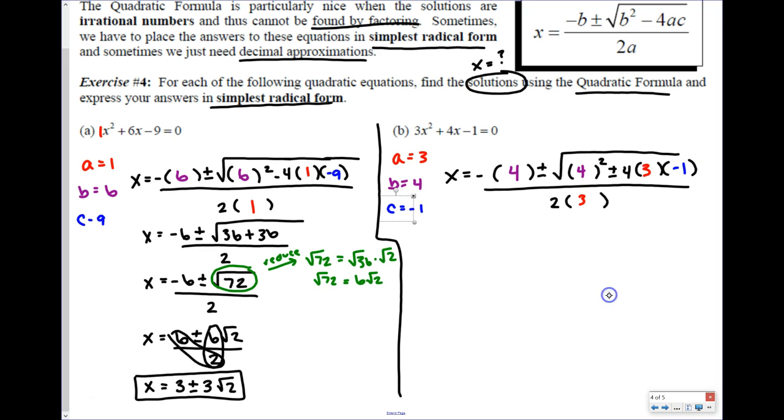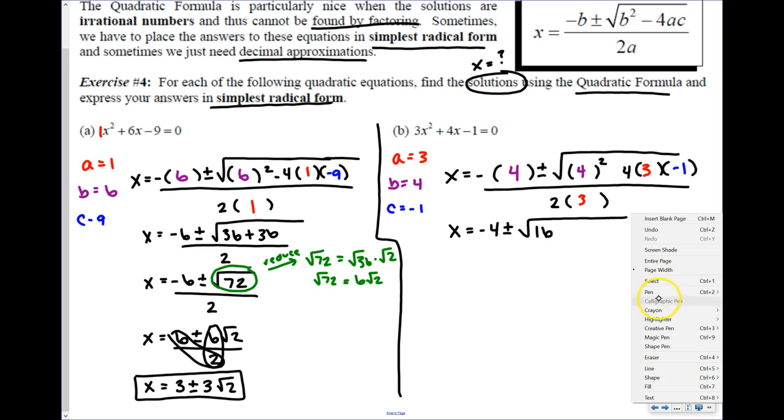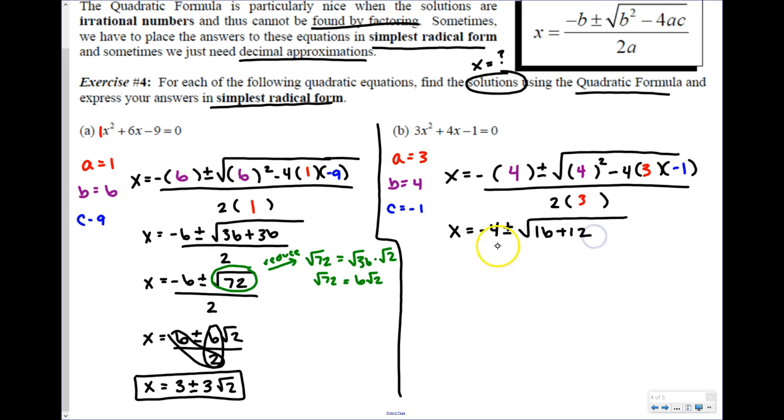Now that I've plugged everything in, I'm going to start simplifying. So the first thing is to get this negative 4 without the parentheses. So I get negative 4 plus or minus 4 squared is 16. Oh, I did not mean to put a plus or minus here. Sorry, this should just be a minus symbol. So negative 4 times 3 times negative 1 is going to give me a positive 12. All over 2 times 3, which is a 6.